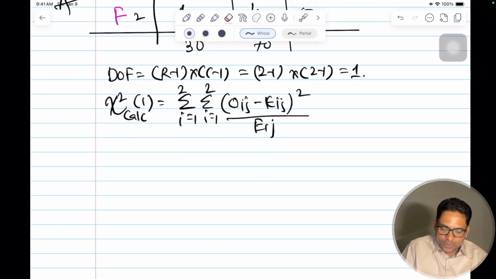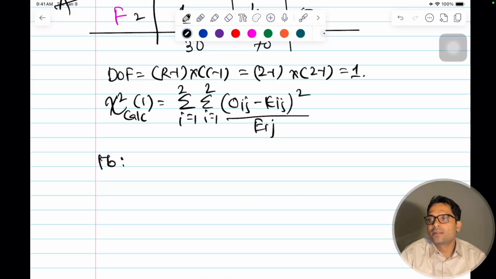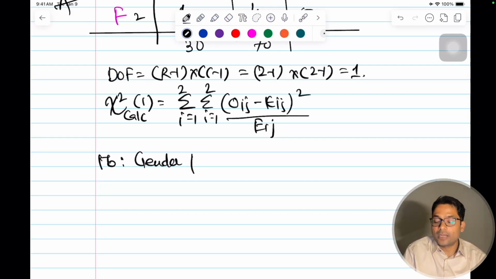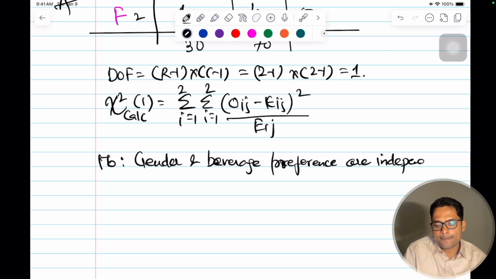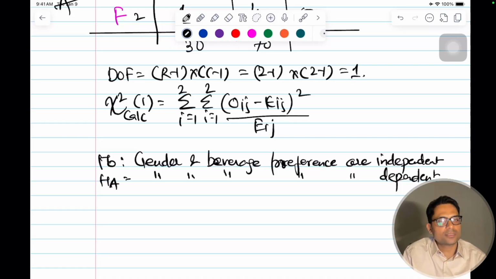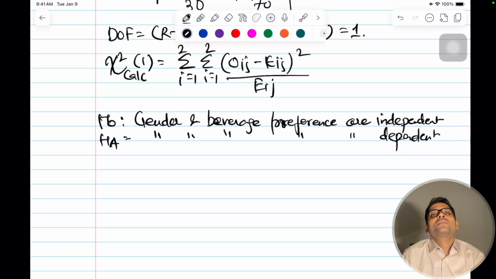So let's set this up, and then what is my null hypothesis? That nothing is changed. The gender and beverage preference are independent. So this is a hypothesis test. My null hypothesis is that gender and beverage preference are independent. And what is my alternate hypothesis? That gender and beverage preference are dependent. All the tests will be performed on the null hypothesis itself, and all the observations will be made based on the null hypothesis.